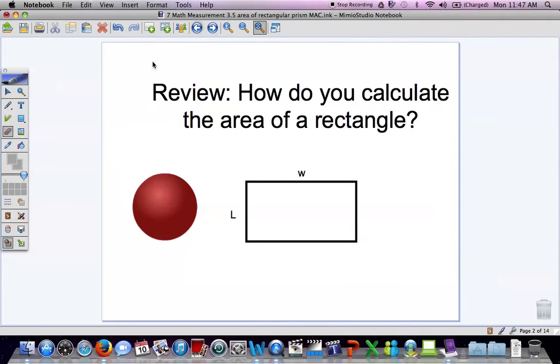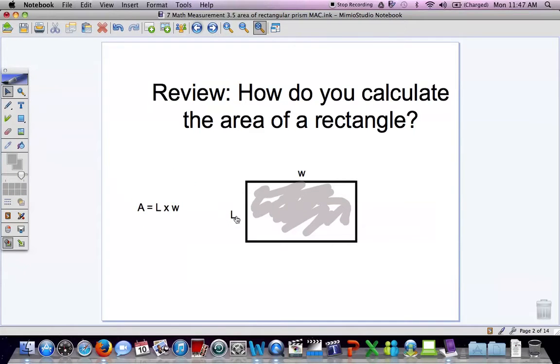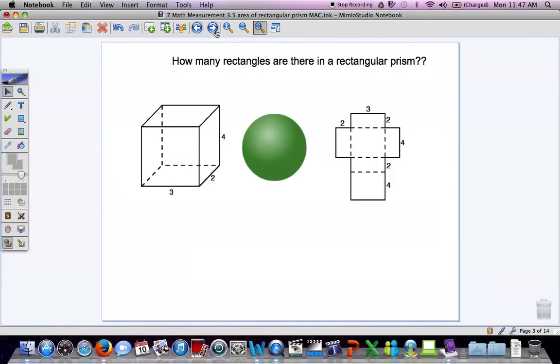Let's go through it. The first thing, let's just do a little review. How do you calculate the area of a rectangle? And again, when we're calculating area, we're thinking about the amount of space that it takes up right here, like that. And we're only given 2 variables, a length and a width. So area is calculated by length times width.